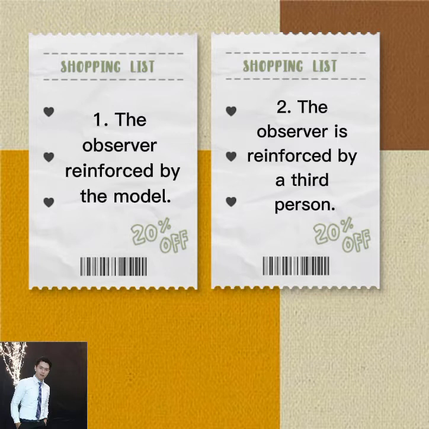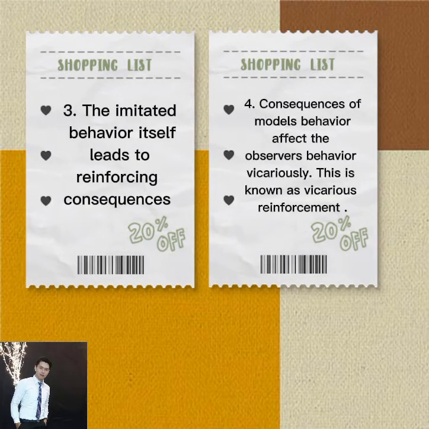Now, number two, the observer is reinforced by a third person. The observer might be modeling the actions of someone else, for example, an outstanding class leader or student. The teacher notices this and compliments and praises the observer for modeling such behavior, thus reinforcing that behavior. Now, number three, the imitated behavior itself leads to reinforcing consequences. Many behaviors that we learn from others produce satisfying or reinforcing results. For example, a student in a multimedia class could observe how the extra work a classmate does is fun. So, these students in turn would do the same extra work and also experience enjoyment.